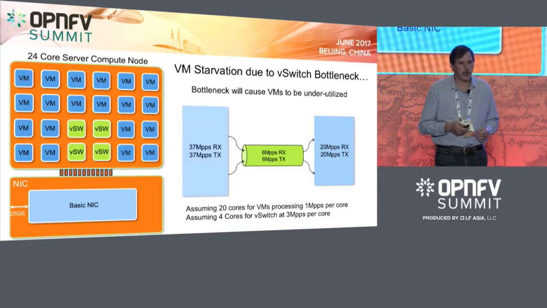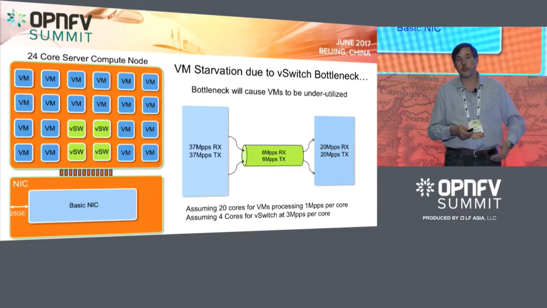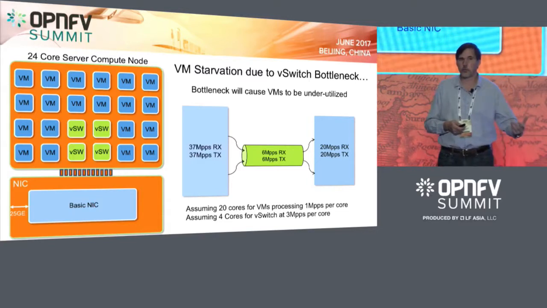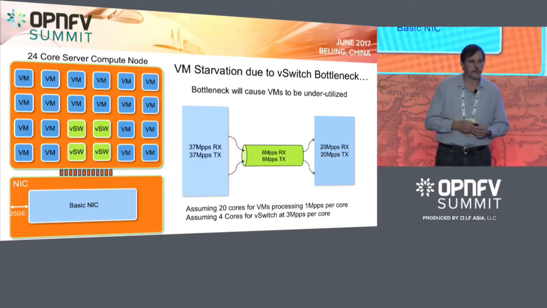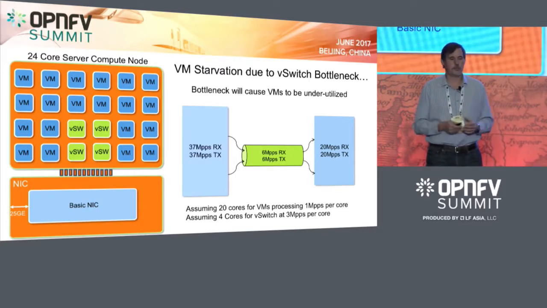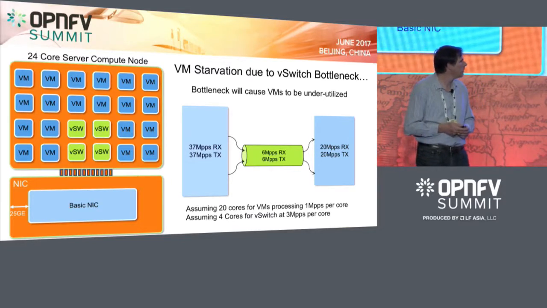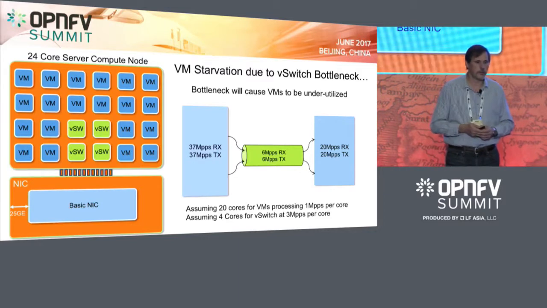And you can see, obviously, in this case, you have a bottleneck. You can only do 6 million in and 6 million out through the virtual switch. That adds up to 12, which is the capacity of those 4 cores. Yet the VNFs can do a lot more. So you're underutilizing, or effectively starving, those VNFs.